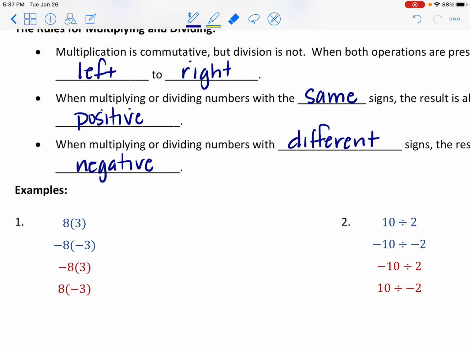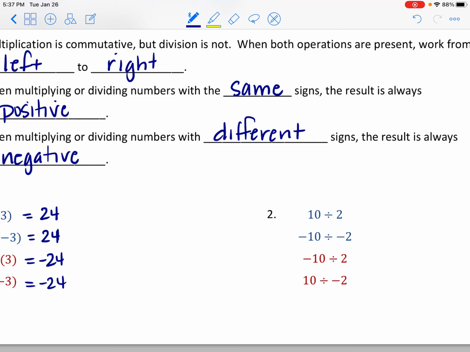So, for example, if we have a positive 8 times a positive 3, we get a positive 24. Well, negative 8 times negative 3 is the same thing. They have the same sign, so we multiply to get a positive. Now, when they're different signs, we end up with a negative. So a negative 8 and a positive 3 is going to make a negative 24. And then here's the same thing. We're going to get a negative 24. And fortunately, the calculator could verify all that for us too.